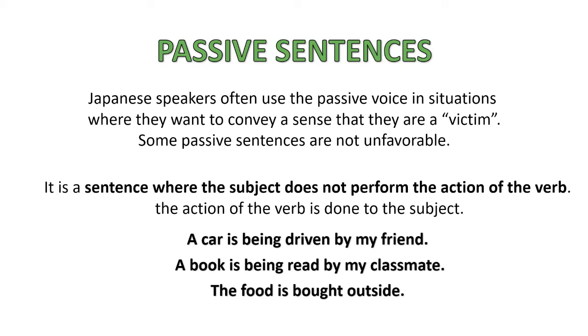A book is being read by my classmate. So the book is the one being acted upon by the classmate. So the book is the subject. The food is bought outside. So here, food is the subject and it is the one being acted upon by somebody. Okay? So in passive sentences, the subject is not the doer of the action. Okay?